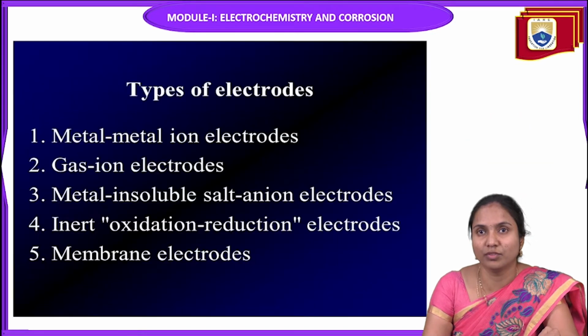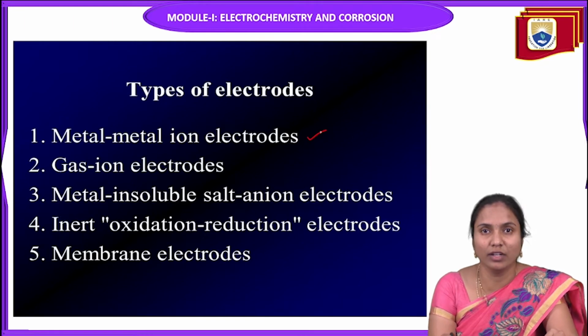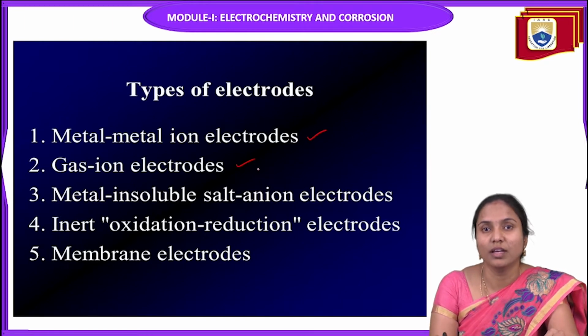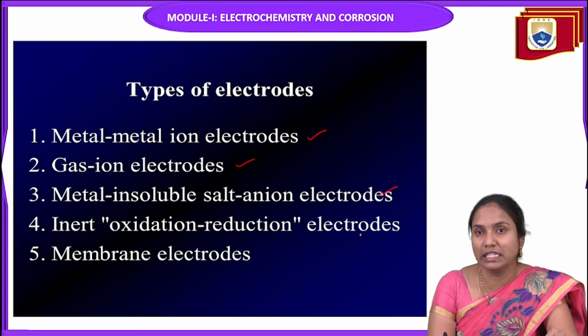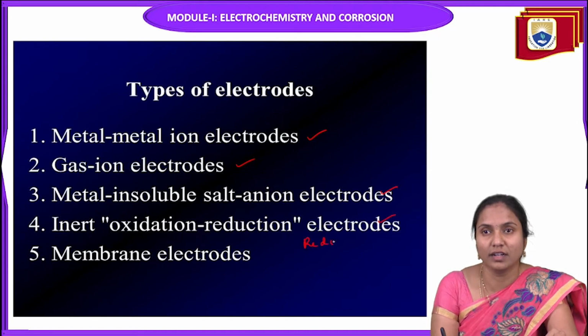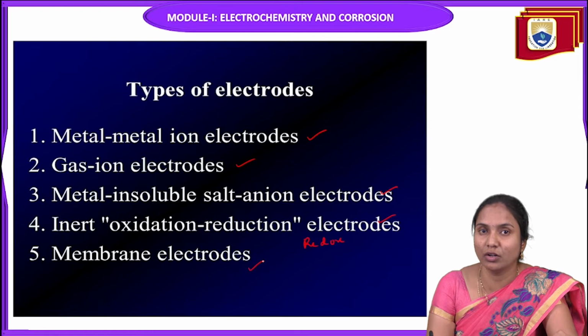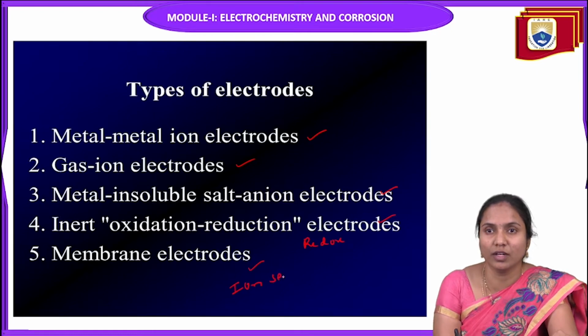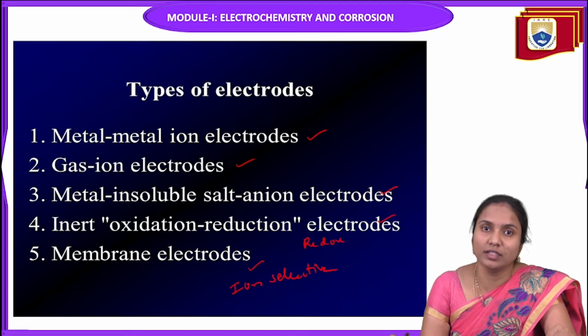Now we'll discuss types of electrodes. There are 5 types of electrodes: metal ion electrodes, gas electrodes, metal insoluble salt anion electrodes, inert oxidation reduction electrodes, which are also called redox electrodes, and the fifth one is membrane electrodes, which are also called ion selective electrodes. All these 5 types of electrodes are used as reference electrodes in different electrochemical cells.